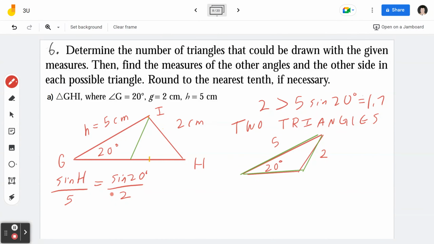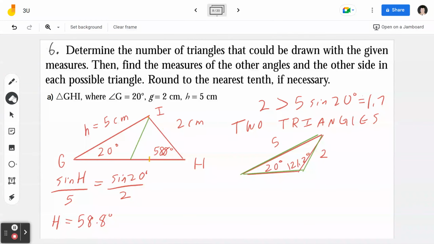Now, there are 2 answers. Your calculator is only going to give you 1, but you have to use your skills to find the second one. You grab a calculator, 5 times sine of 20 divided by 2. Inverse sine of the answer is going to give you the first angle, which is going to be 58.8. But you know that's not the only answer, because in the second case, where it's going to be obtuse, you take 180 minus that, which will give you 121.2 degrees. So again, we're kind of hopping in both cases back and forth.